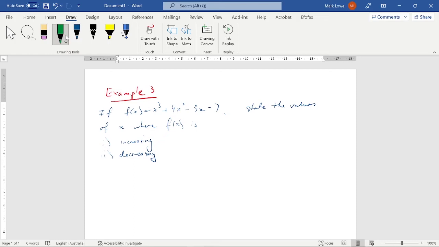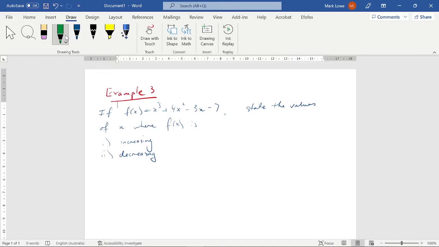Just looking at doing a couple more examples on using differential calculus to solve a few problems with regards to some graphs of different functions. So for this particular example, we're looking at a cubic, and we just want to find the values of x where the function is increasing and where it is decreasing. We need to make sure we understand what the question means by that.